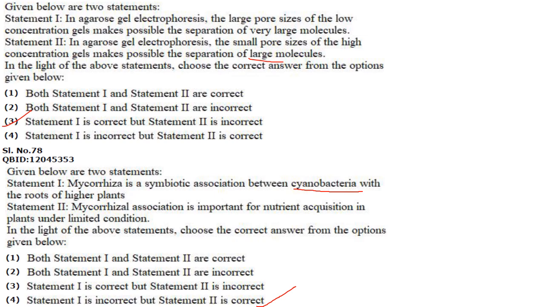Then next one. Statement 1. Mycorrhiza is a symbiotic association between cyanobacteria and the roots of higher plants. It is not cyanobacteria, it is fungi with roots of higher plants. So statement 1 is incorrect. Statement 2. Mycorrhizal association is important for nutrient acquisition in plants under limited conditions. That is correct. In mycorrhizal association, phosphorus is supplemented, if I remember it. So the answer here is statement 1 is incorrect, but statement 2 is correct.